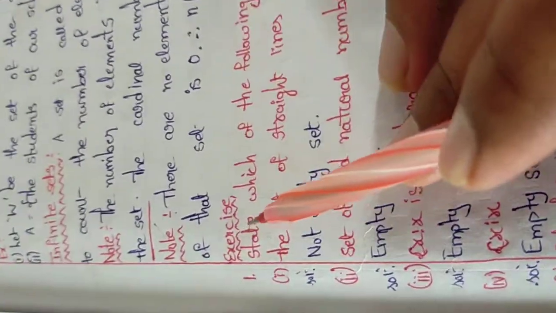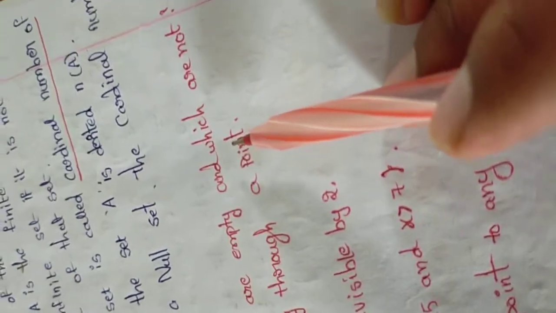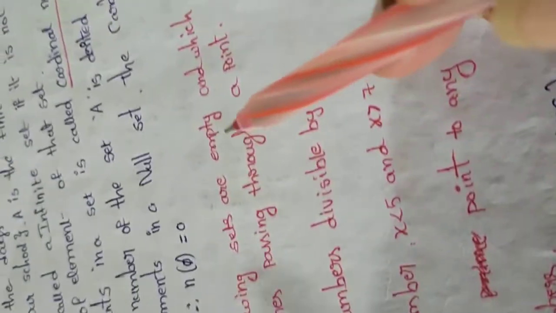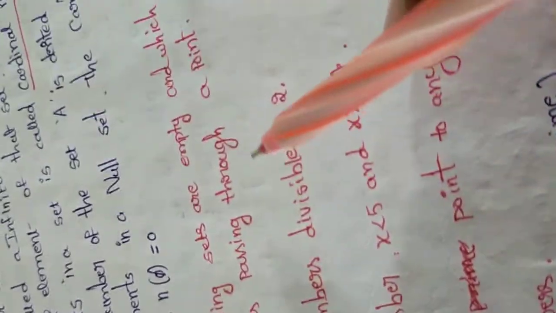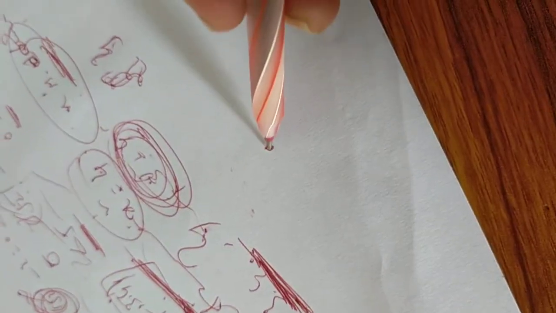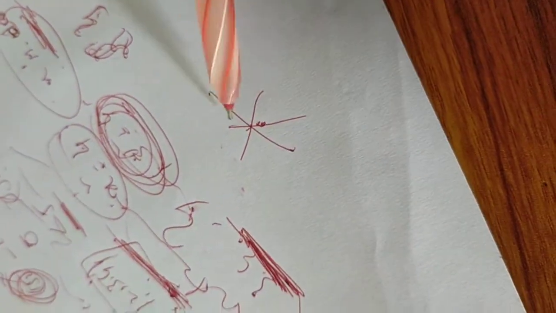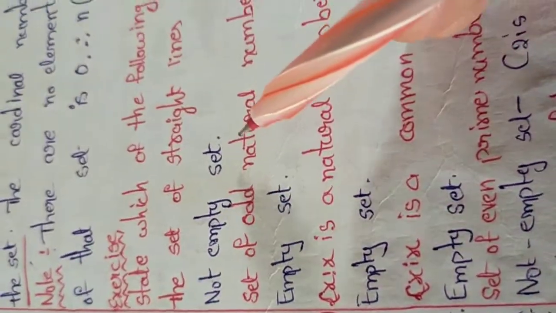Next exercise. State which of the following sets are empty and which are not. The set of straight lines passing through a point. It is possible, so it is not an empty set.